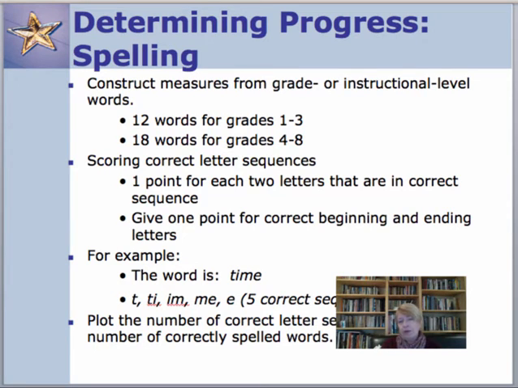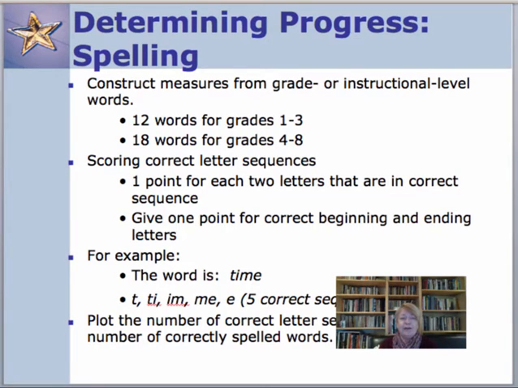Students get 1 point for each 2 letters that are in correct sequence, and they get 1 point for the correct beginning and ending letters. So for example, the word is time. T gets 1 point. TI gets 1 point. So that's 2 letters that are in the correct sequence.